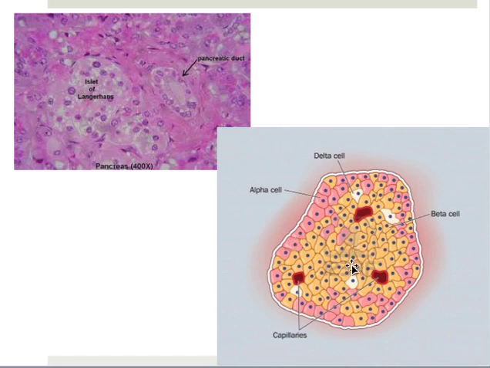We also should know that the islets of Langerhans not only are sensitive to hormonal changes and nutrients like glucose, but also they are under the influence of the autonomic nervous system.